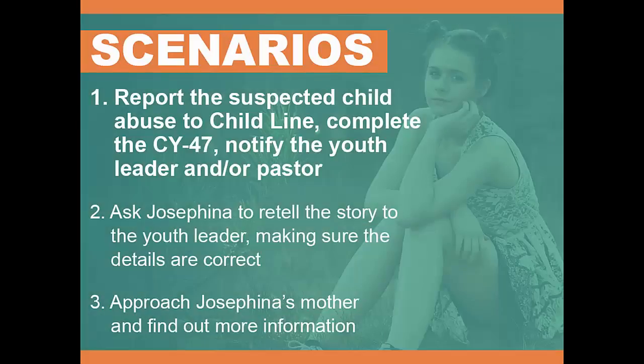Option 1 is correct. By making a report of suspected child abuse to Childline, completing the CY-47 report, and notifying the youth leader or pastor, the youth leader volunteer fulfills both her legal and Safe Sanctuaries requirements to make the report and engages the authorities to respond as needed.